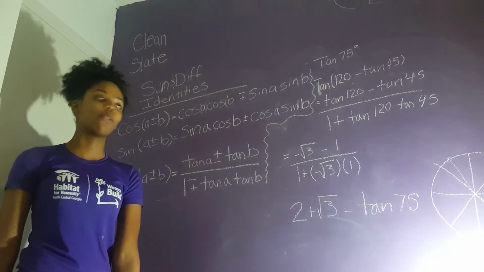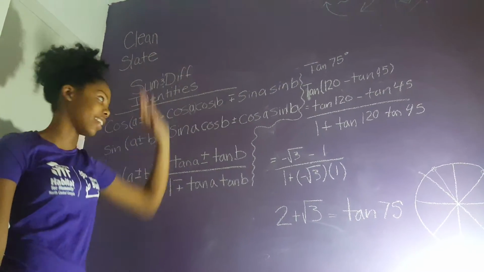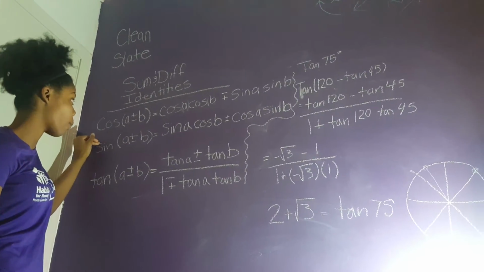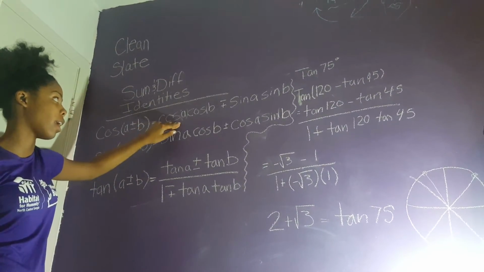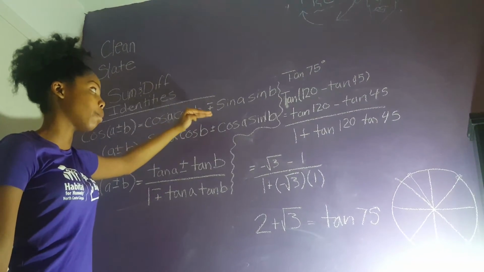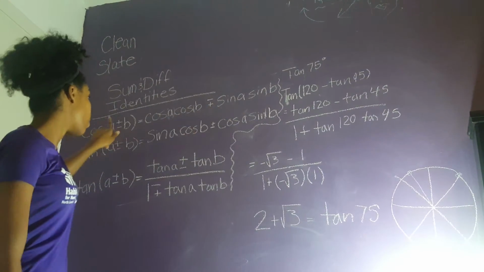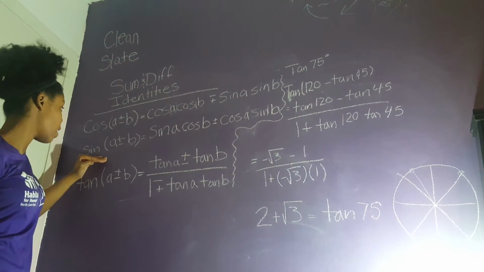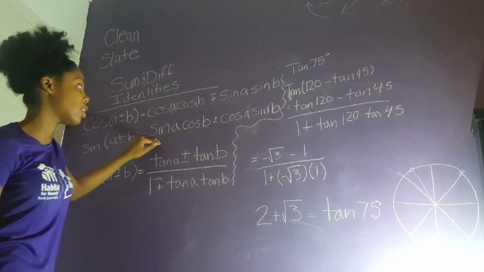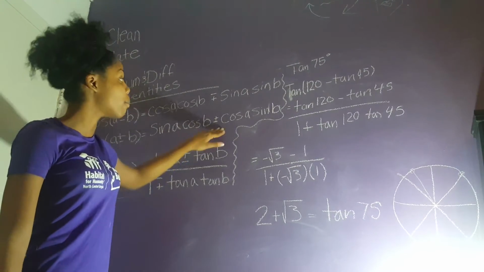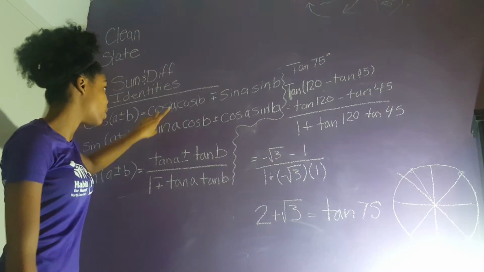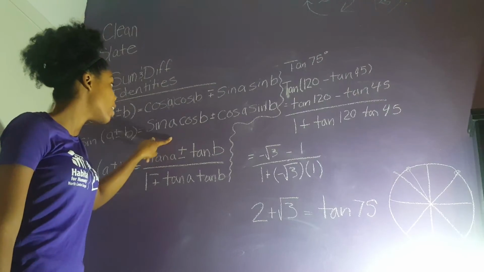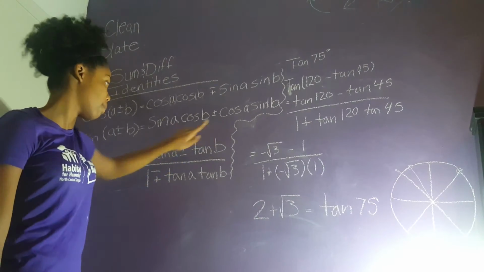Okay, now we are ready to move on to our sum and difference identities. So first we have your cosine of a plus or minus b is equal to cosine of a times cosine of b minus or plus sine of a times sine of b. Notice that the signs switch. And then you have your sine of a plus or minus b, which is equal to sine a cosine b plus cosine a sine b. So instead of having cosines on both sides, you have sine and cosine on the same side. And the signs do not switch, they stay the same.